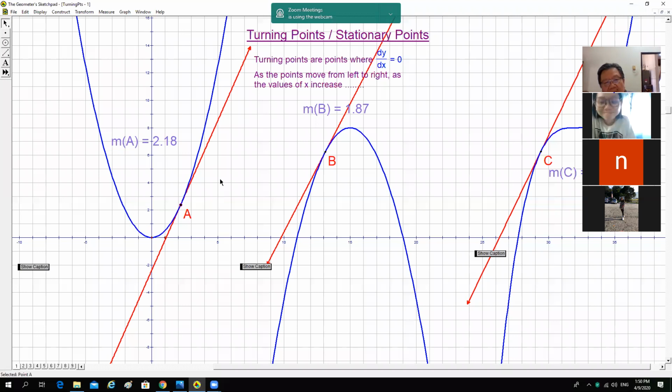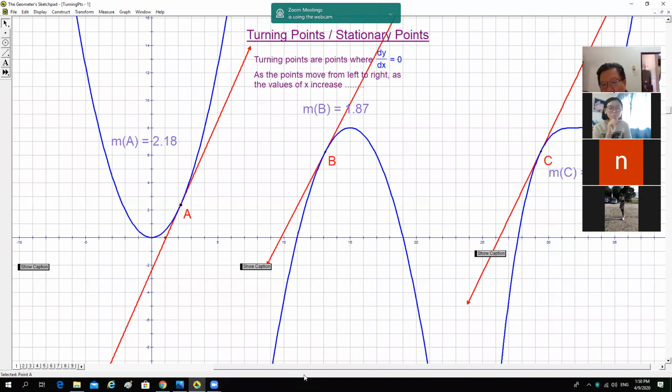So if I ask you, what happens to the gradient when the point A moves from left to right? Can you tell me what happened? By looking at this, can you tell me what happened to the gradient at the point A? Anyone?